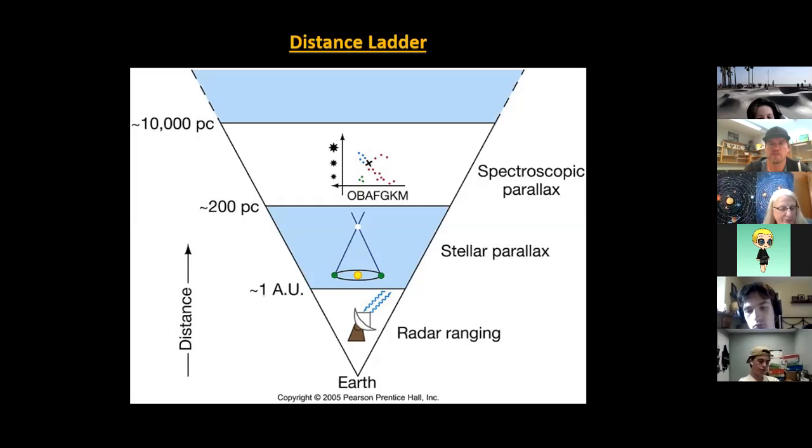Currently, the Gaia Mission is observing 1 billion stars, and we're looking at their parallax and their spectrum, and we'll be able to get distances to 20 million stars. So again, we're moving out a little bit.